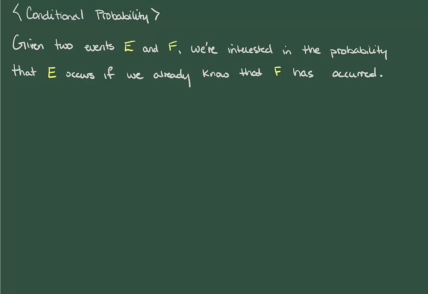A conditional probability occurs when we have some information which restricts the possible outcomes of a system. Mathematically, if we have two events E and F, and we know that F has already occurred, how does this affect the probability that E will occur?